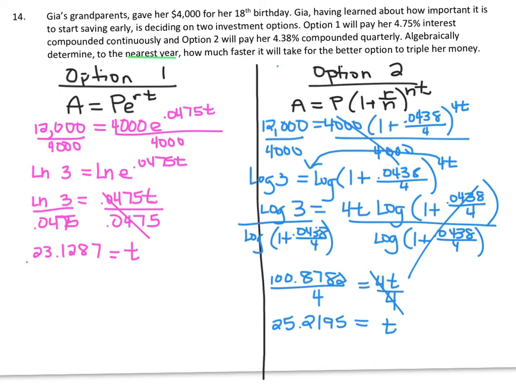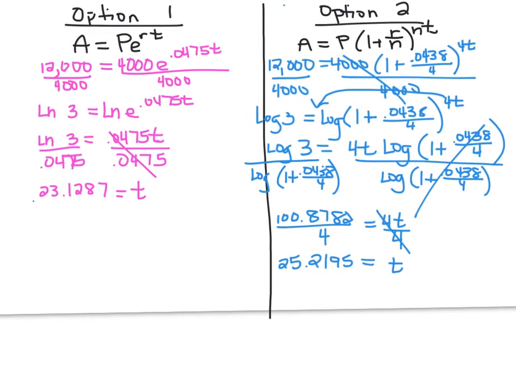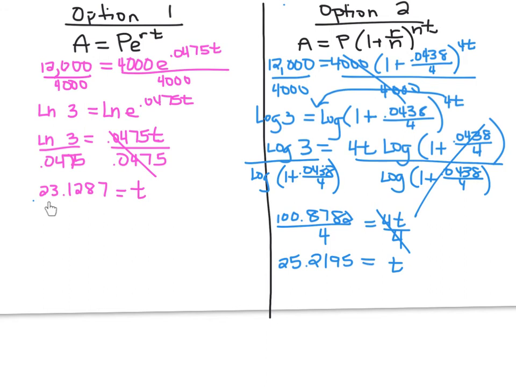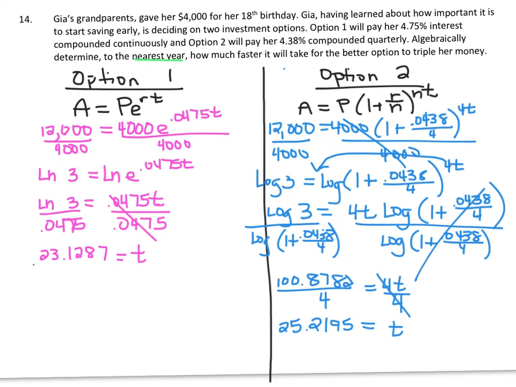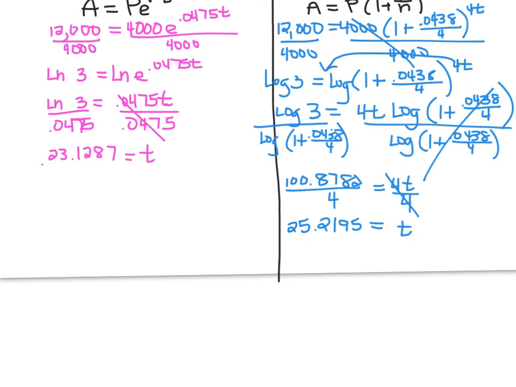All right, so let's just take a look here. Let me move this up a little so I have a little more room. It definitely takes less time for option 1 to triple her money than it does for option 2. But they want to know how much faster, and then they want us to round to the nearest year. So if we want to figure out how much faster, let's just subtract these two numbers.